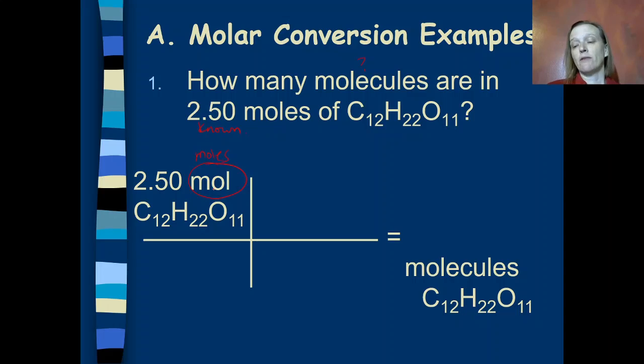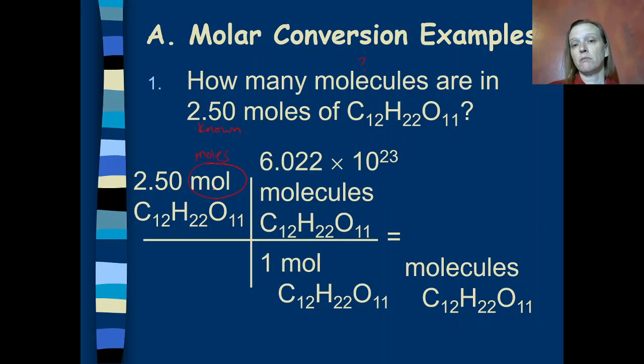We want to get rid of those mole units and convert to molecules. So I want my mole units to be down below so that they will cancel out. Those units are going to cancel out, and I'm going to convert to molecules. So 6.022 times 10 to the 23rd goes on top because that's the number that goes with molecules, and 1 mole goes on the bottom.